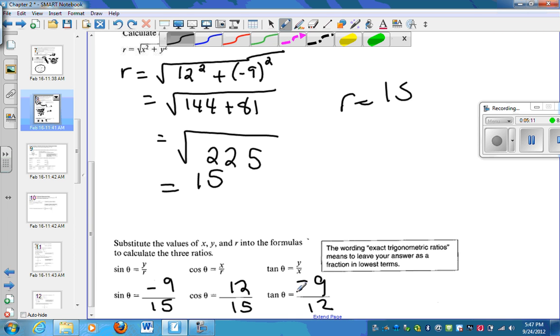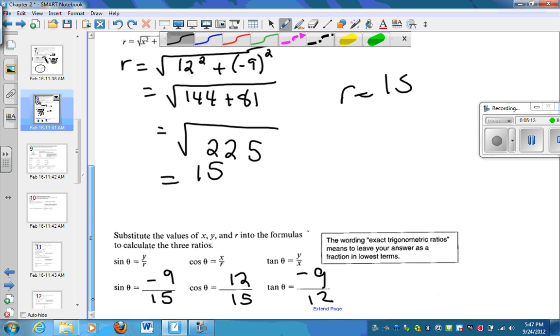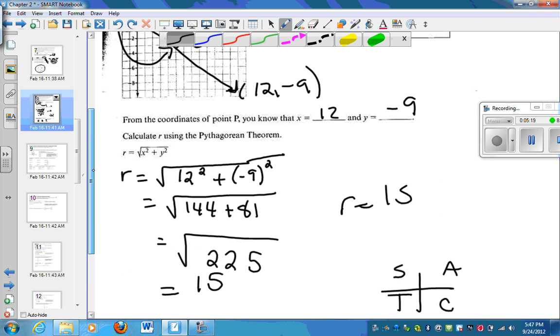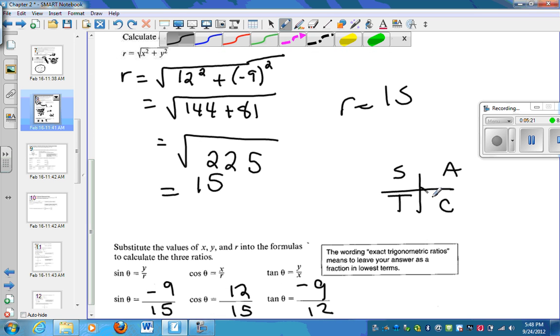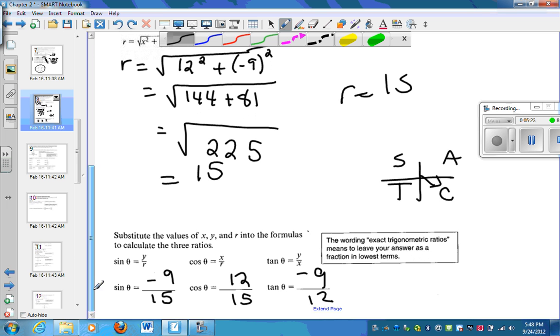Okay, now let's just double check something here. We said that there was the CAST rule. Our angle theta was obviously in quadrant 4, so the only thing that should be positive is cos, and that's correct. Everything else is negative. So the word exact trig ratio means leave your answer as a fraction in lowest terms.